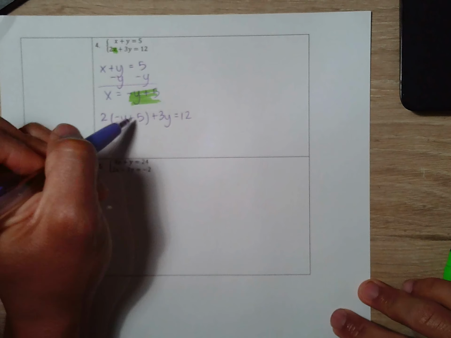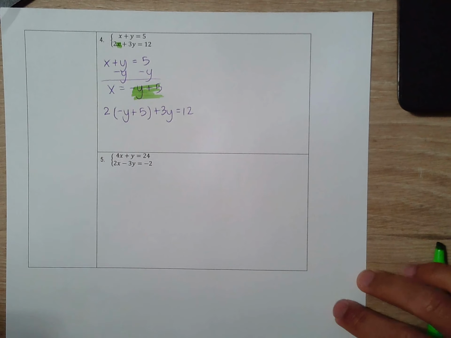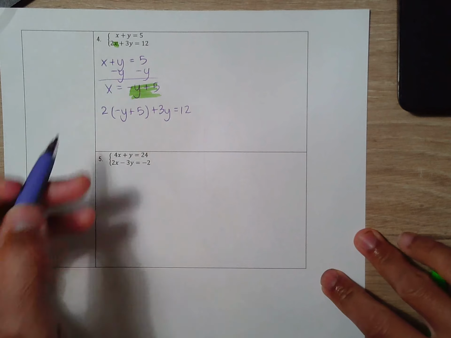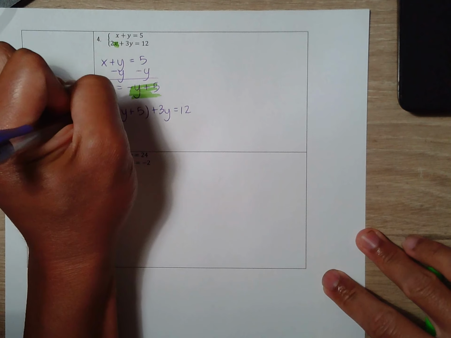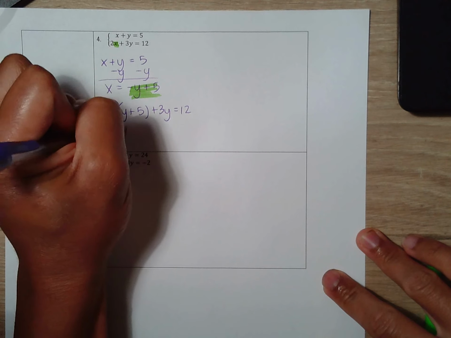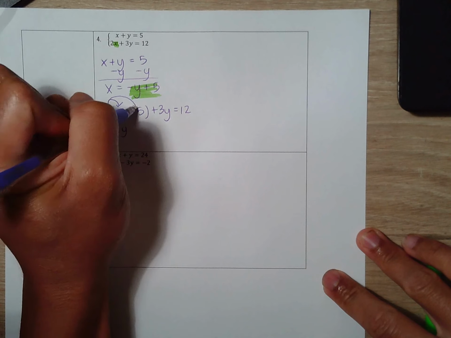All right, so now distributing this 2, same process now. Now we're going to try to solve for y. This is a little bit more steps involved, but let's go ahead and try to do this. 2 times -y is -2y. 2 times 5 is 10.